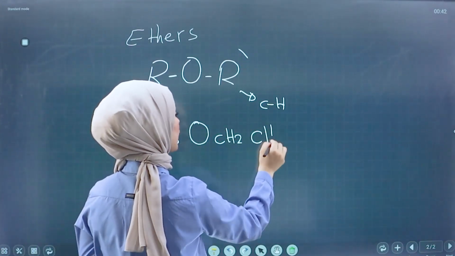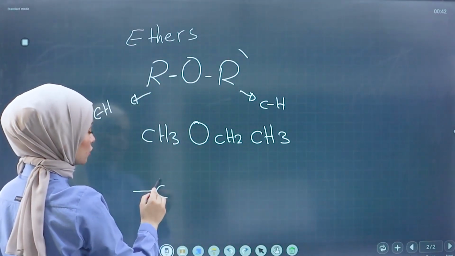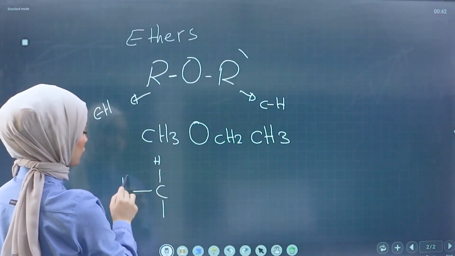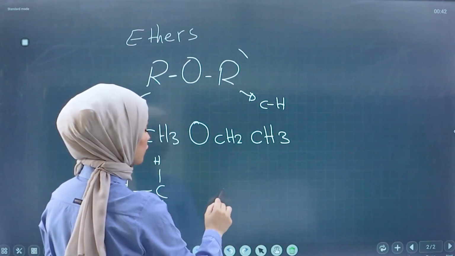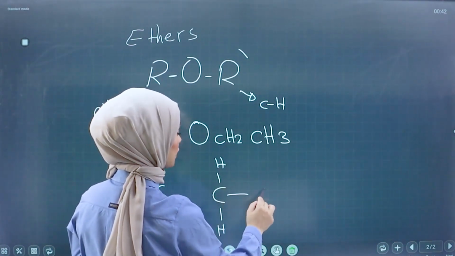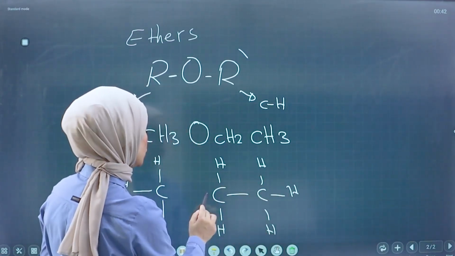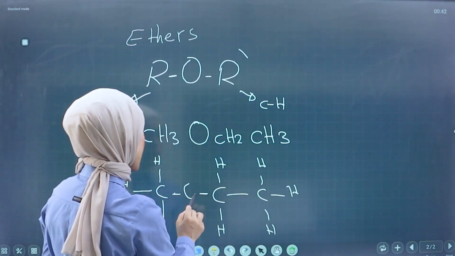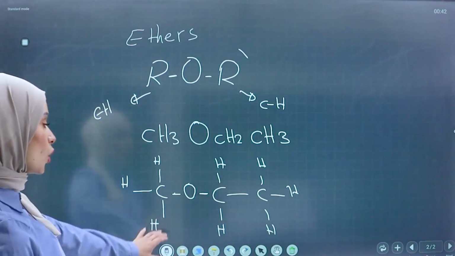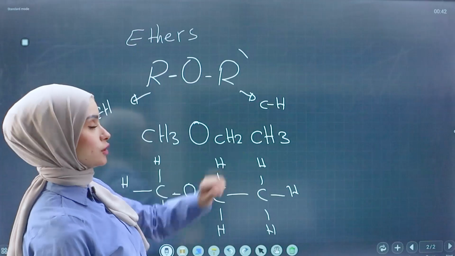CH2, CH3. How do we write this? I will write it: this is 1 carbon with 3 hydrogens, and I have here 1 carbon with 2 hydrogens, and here I have 1 carbon with 1, 2, 3 hydrogens. Between the 2 carbons I have oxygen. This is called ether, CH3O, CH2, CH3.